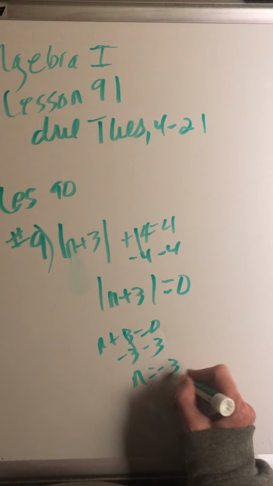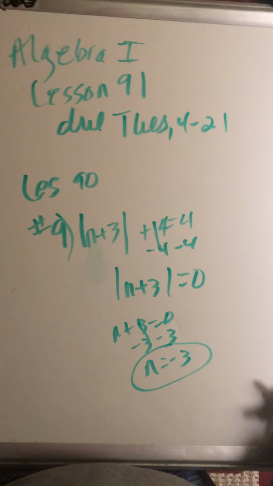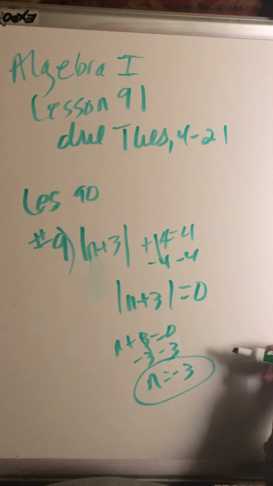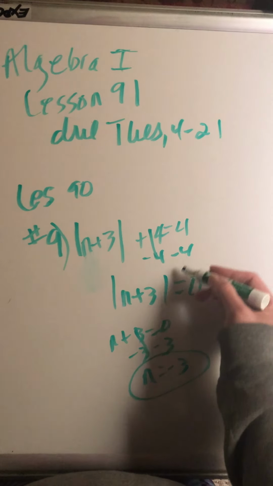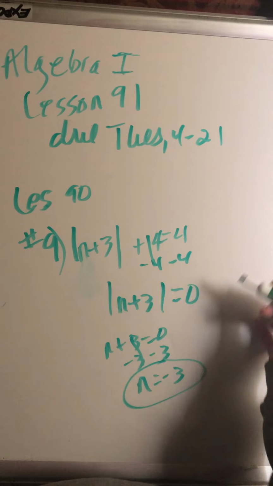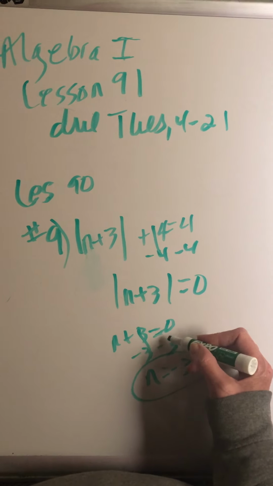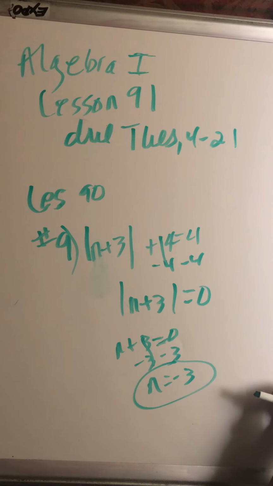So n equals negative 3. That's the only thing you should have gotten, okay? Again, don't change the sign on what's in the absolute value. You only change the sign on the number on the outside, like 0, and like I said, 0 can't be negative. So you just set n plus 3 equal to 0 and then subtract the 3, okay?